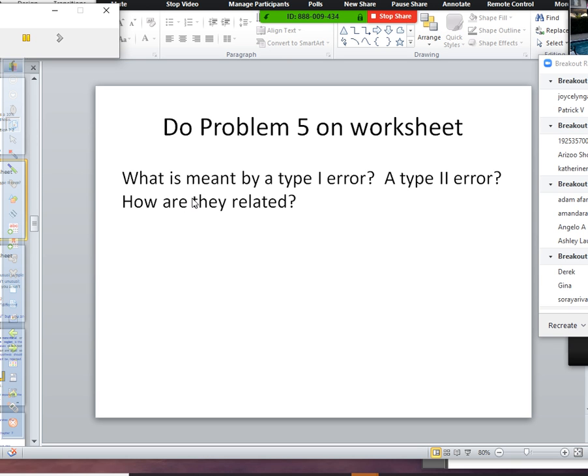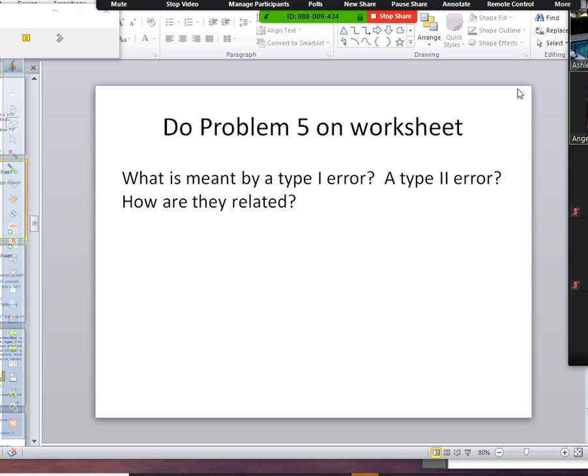Did anybody come up with a good answer for this? Anyone? Good answer that they want to share? Type 1 error? Anybody? No? It's a type 1 error when the null hypothesis is rejected, but it's true. Yep, exactly. Perfect. And then type 2 error, anyone?